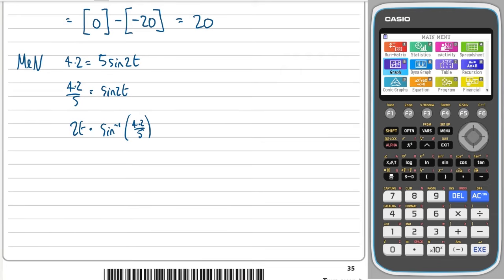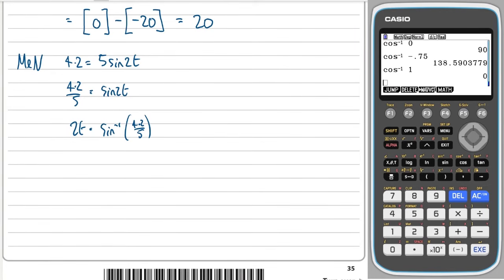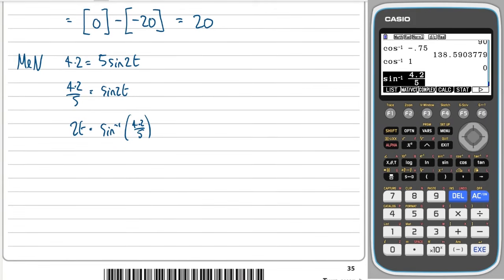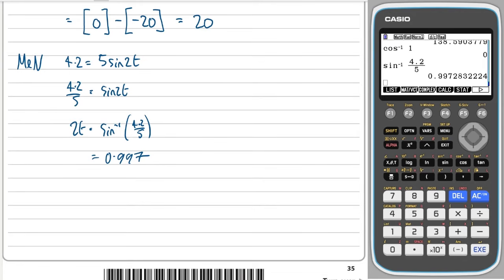And we go to menu 1. And we go to shift sine. And we do fraction 4.2 over 5, and we need this in radians, so I'm going to have to just quickly go to shift setup and go down and change this to radians, and we can press equals and we get 0.997.